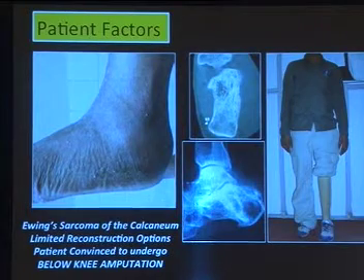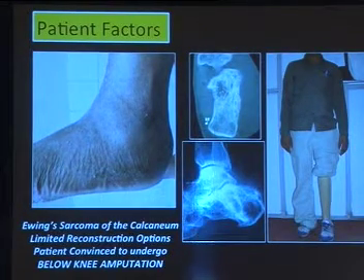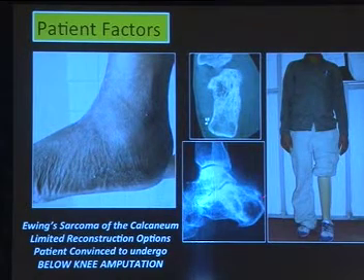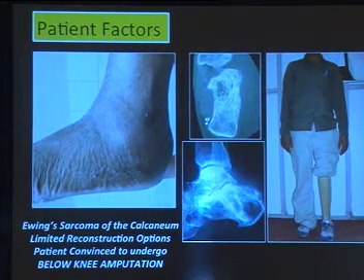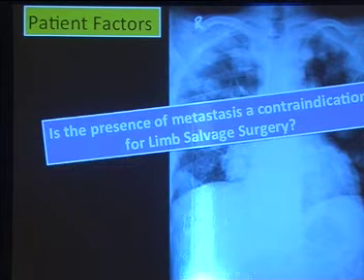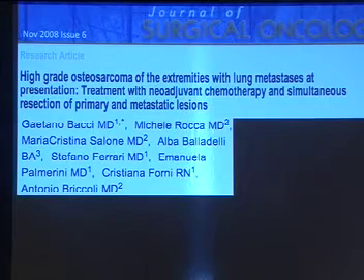Another important patient, Ewing sarcoma of the calcaneum. We all know there are very limited reconstruction options for these patients. The patient was convinced to go on amputation, and now he's a survivor doing pretty well. So limb salvage surgery, whenever you are considering it, you have to consider the patient factors. Now, this is a patient who has multiple mets of an osteosarcoma. Now, is the presence of metastasis a contraindication for limb salvage surgery? Well, that's a question you need to answer.